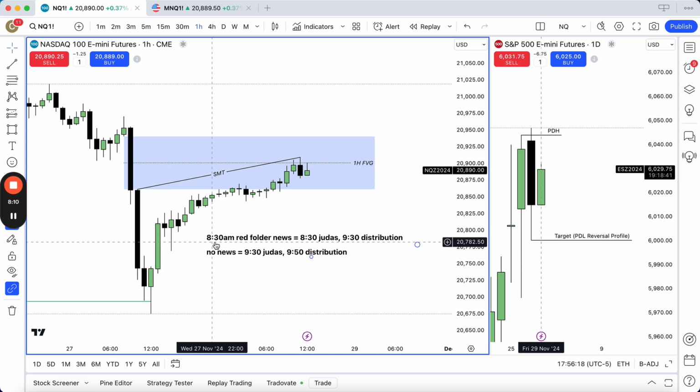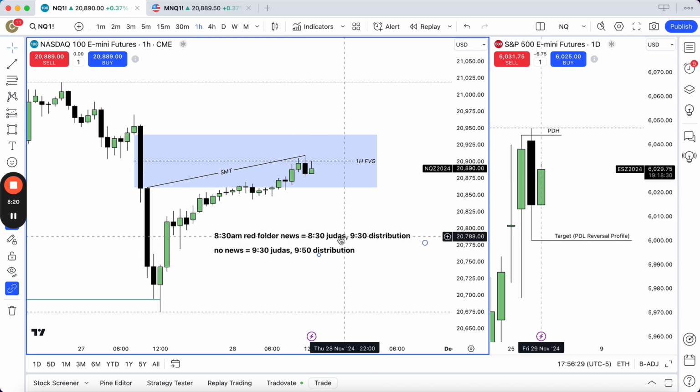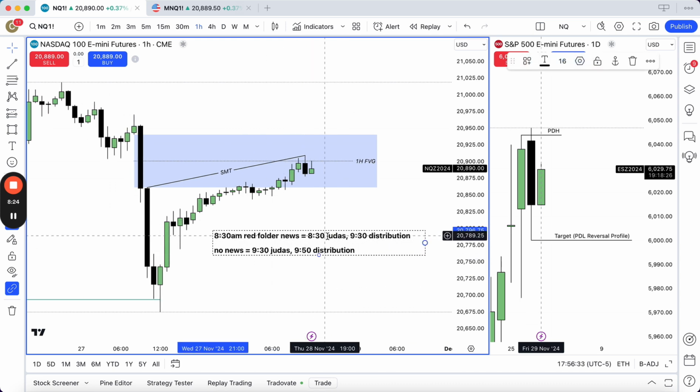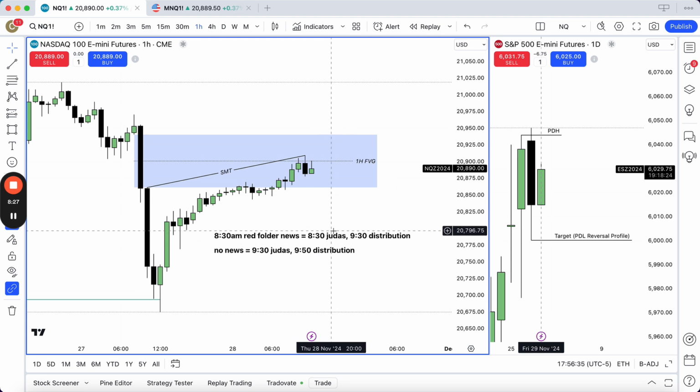So if we have 8:30 red folder news, we can anticipate an 8:30 Judah swing and a 9:30 distribution. When I say Judah swing, I mean a manipulation. I'm covering 8:30 news. So at 8:30, when the news happens, price will typically manipulate into the opposite direction and then distribute at 9:30 into that predicted direction. Okay.